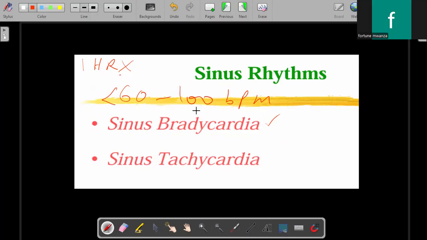Then there will be an arrhythmia where you find your rate is above 100. If your rate is above 100, then you know that that is going to be sinus tachycardia. So these are the 2 sinus arrhythmias you can have. Now let's see how you can use those ECG interpretation steps to diagnose sinus bradycardia or sinus tachycardia.